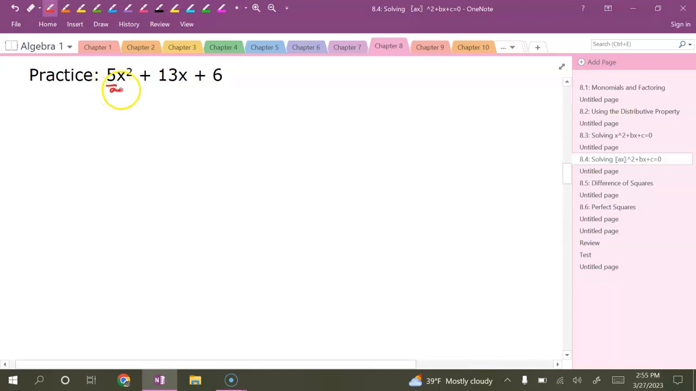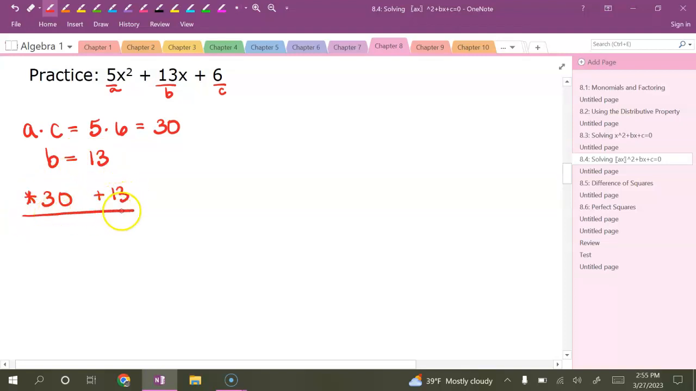All right, what I did first is identify my A, B, C. My A times C is 5 times 6, which is 30. And my B is 13. So I need to multiply to a 30 and add to a 13. The numbers that do that are 10 and 3.